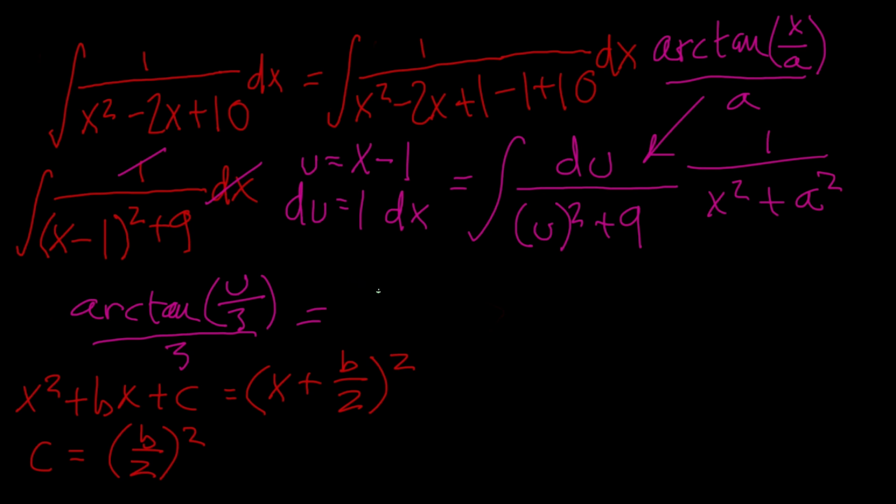So now when we sub back our x in, we're going to get arctangent of x minus 1 over 3, divided by 3.